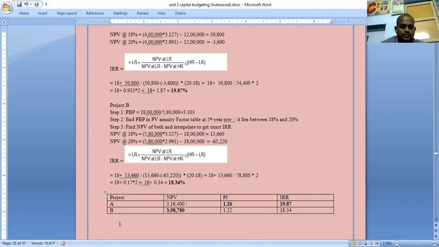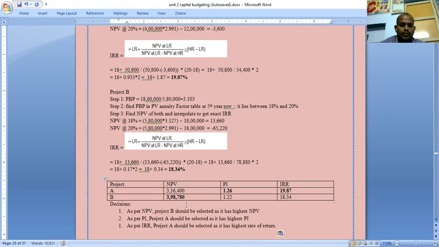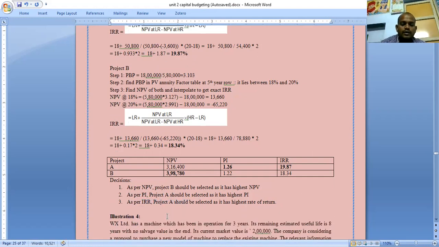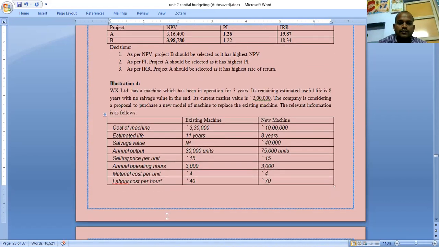So decisions are as per NPV, project B should be selected as it has highest NPV. As per the PI, project A should be selected. As per the IRR, project A should be selected. This is how we have to calculate the net present value, profitability index, and IRR.